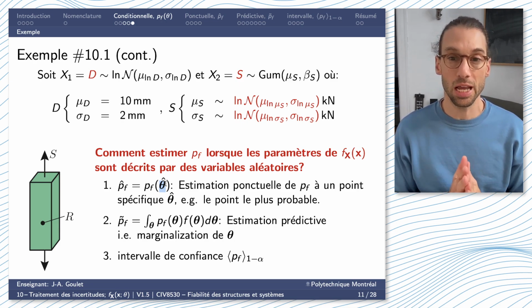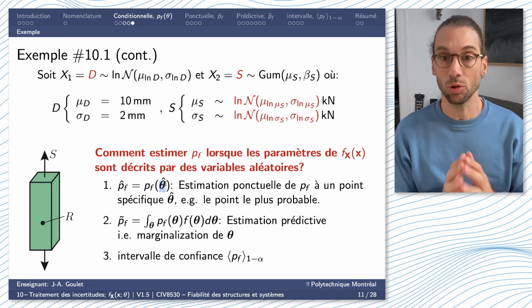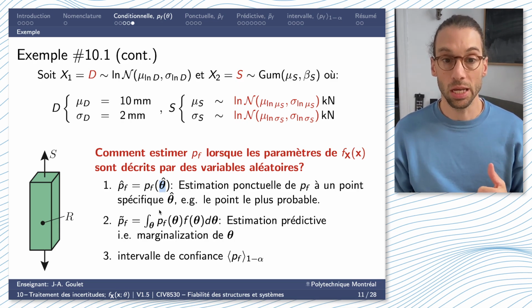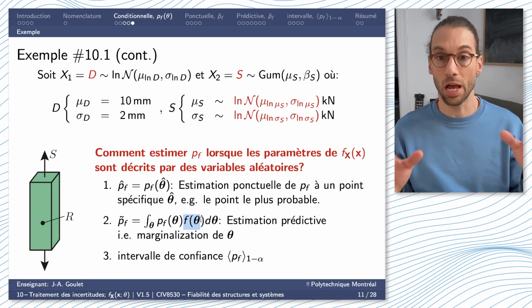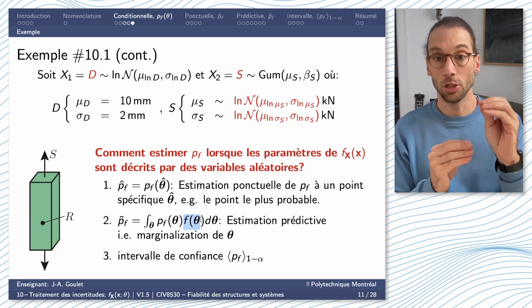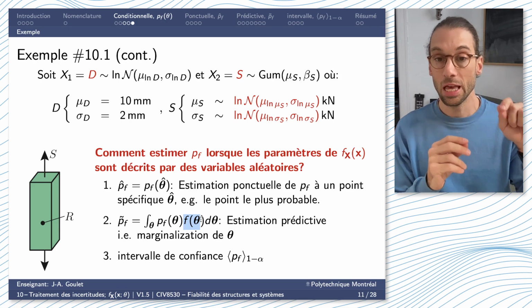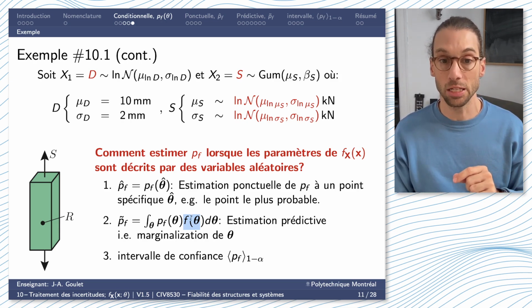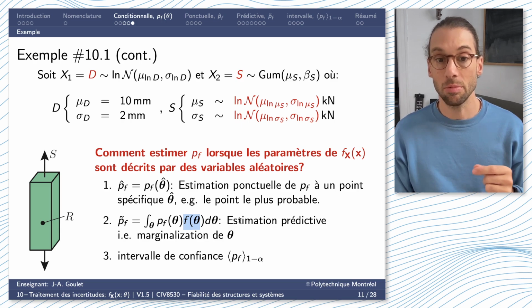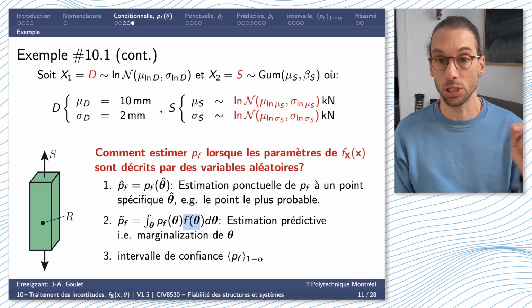The second one is the predictive estimate. In that predictive estimate, we build a joint between our failure probability and our knowledge of theta by multiplying both together: the conditional failure probability conditional on theta times my probability of theta. Then I marginalize over all possible values of theta. That's going to be my predictive estimate. This is a much better choice than my point estimate. We're going to see why.